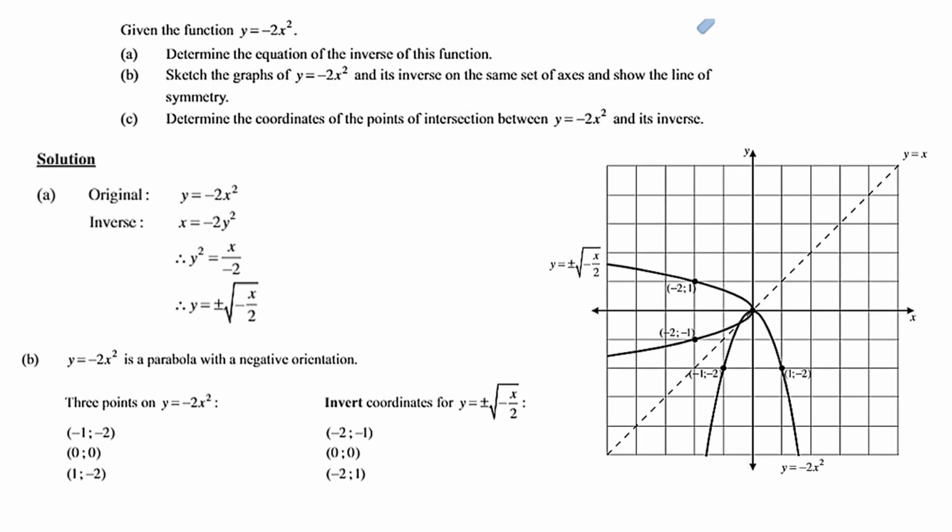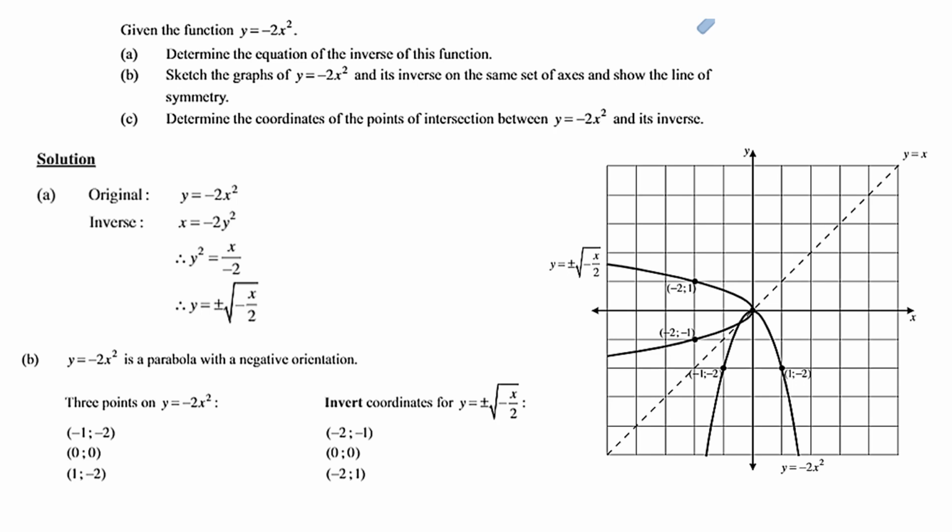Let's look at our second example. Given the function y equals negative 2x squared, question A, determine the equation of the inverse of this function. Question B, sketch the graphs of y equals negative 2x squared and its inverse on the same system. And C, determine the coordinates of the point of intersection between the graph and its inverse.